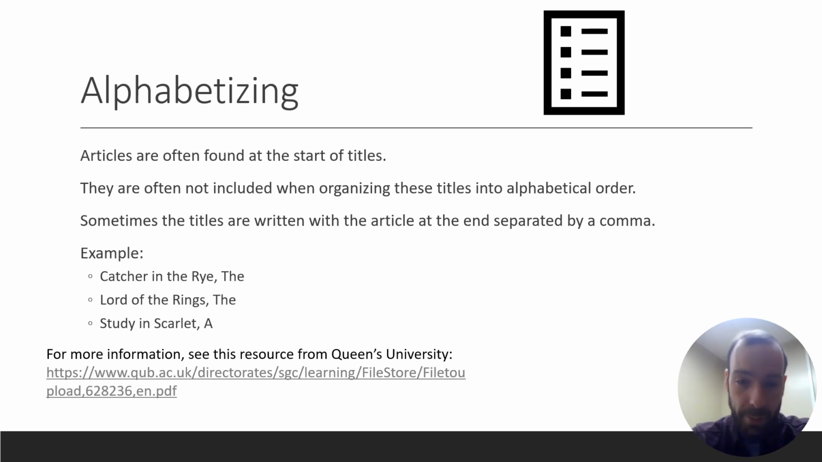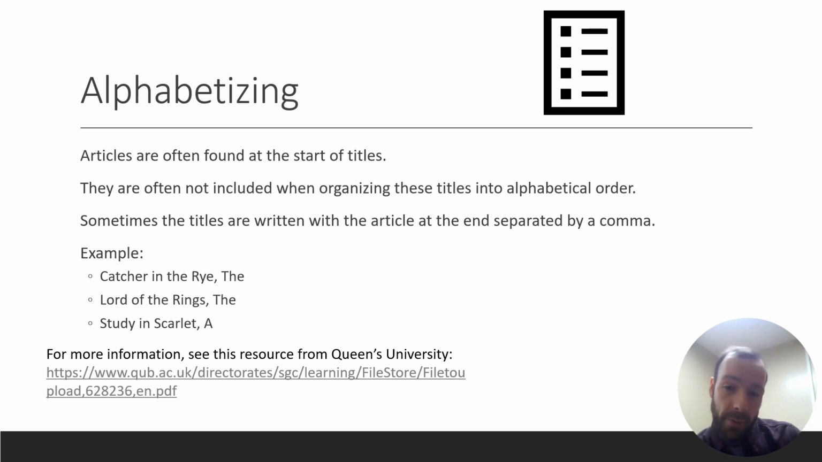So here's some examples. Here are three names of books: The Catcher in the Rye, The Lord of the Rings, and A Study in Scarlet. They're all famous book titles. They all start with an article, right? One of them starts with a. When we alphabetize them, when we organize them into a list, we put The Catcher in the Rye first because we don't count the articles. If we did, we would start with A Study in Scarlet. It starts with A, but we don't. Instead, we start with Catcher in the Rye.